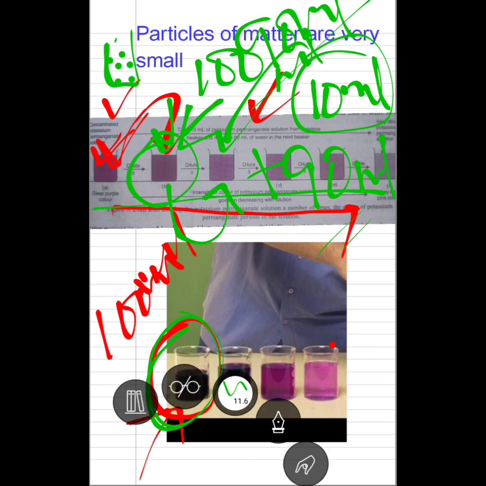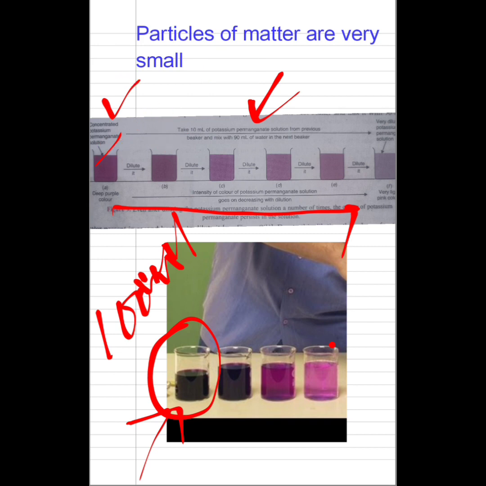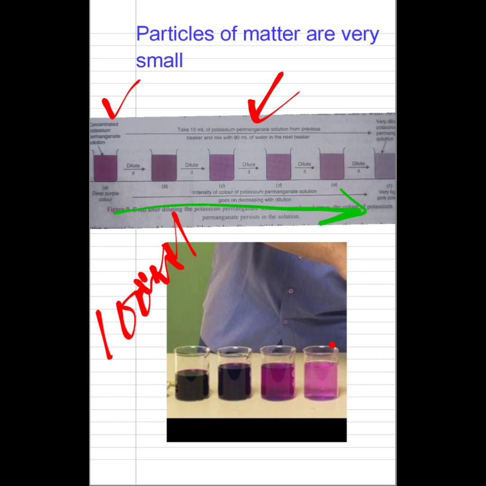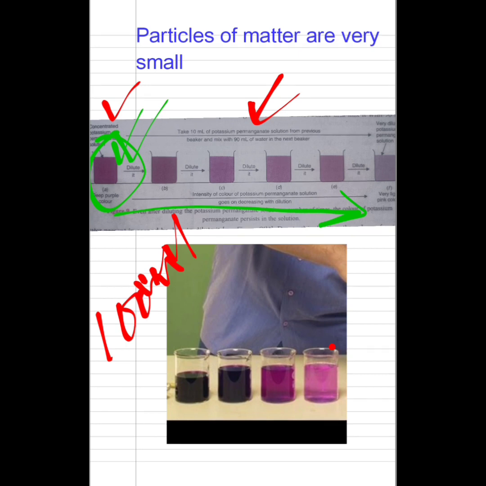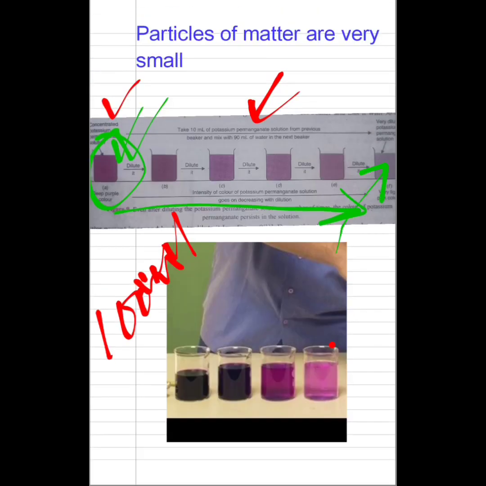We will see that the color of the potassium permanganate decreases on dilution. In this first beaker the color was very bright, and in this last container we will see the color is very faint.